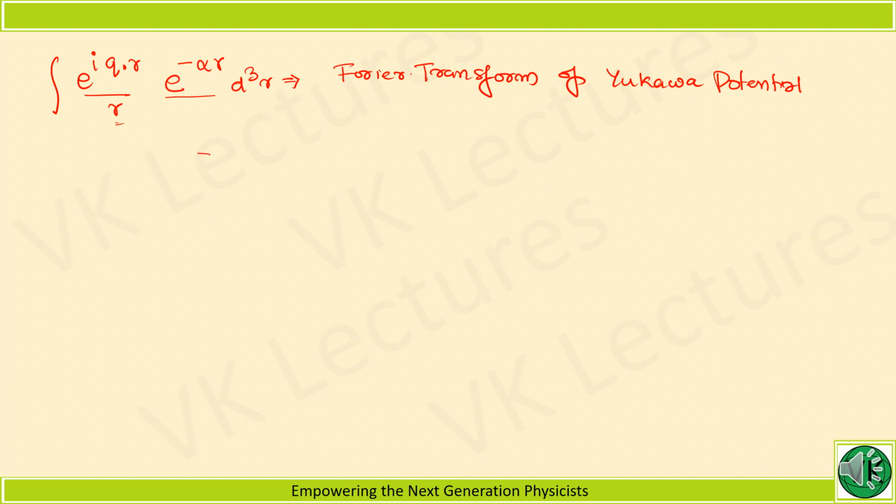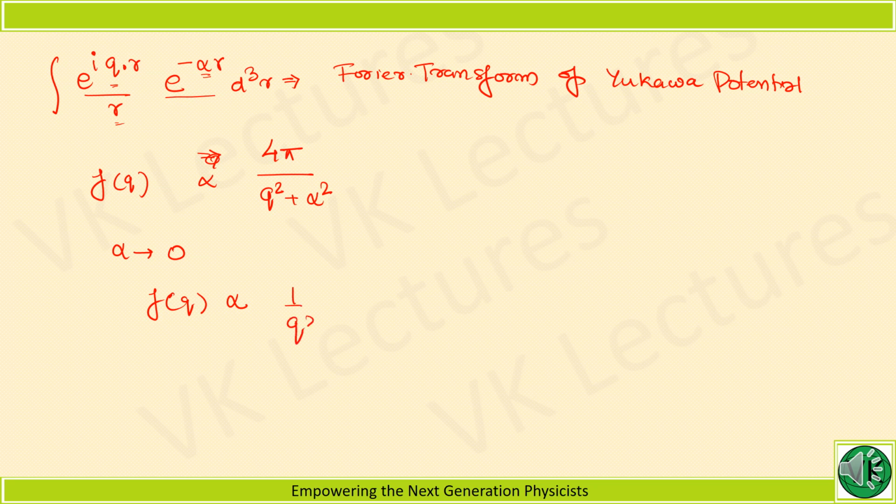So this is equal to 4 pi divided by q square. Now we have q here and alpha here, so q square plus alpha square. So f of q is proportional to 4 pi divided by q square plus alpha square. Now when alpha is tending to 0, f of q is proportional to 1 by q square.